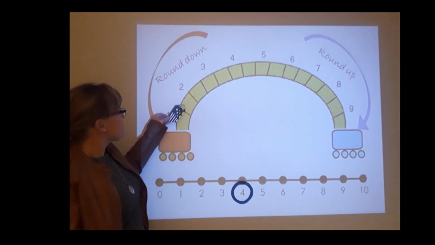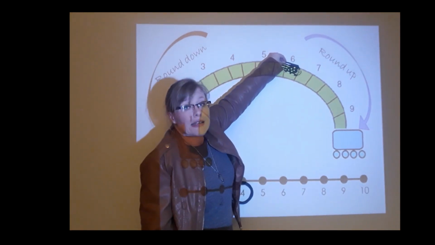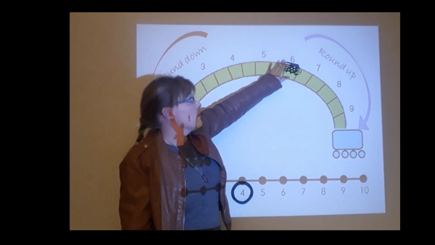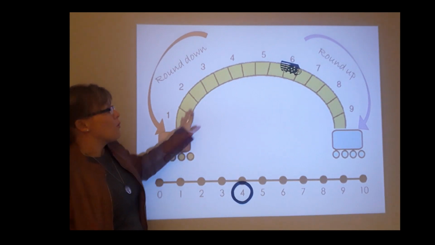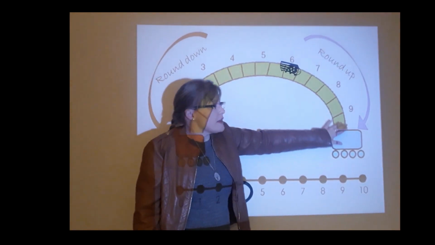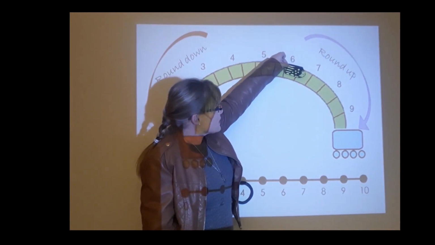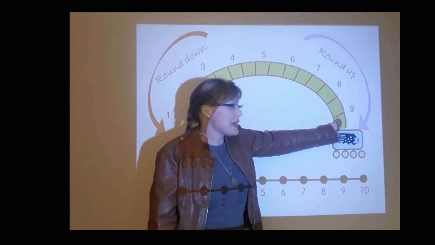Right, so I'm coming up the roller coaster and I stop at 6. Will my roller coaster roll all the way back into 0? Or will my roller coaster go up into 10? So my roller coaster will keep on going forward and land in 10.